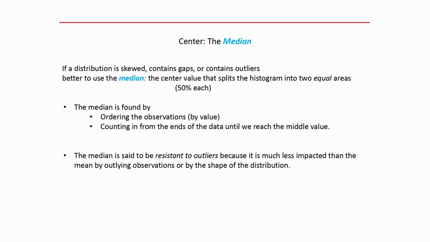There's a number such that half of the data is to the left of that and half the data is to the right. That number that makes that split is called the median. Now, we usually say that the median is resistant to outliers because it is much less impacted by outliers than the mean is. And I'll show you some examples of that here moving forward.